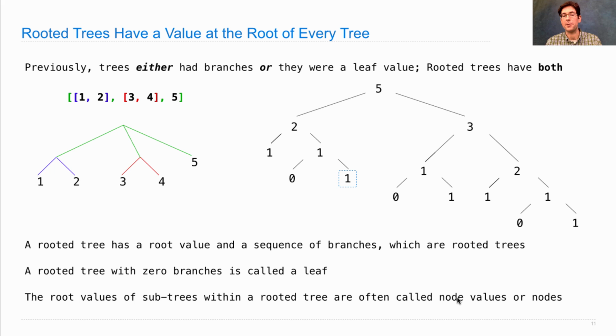And the root values of subtrees usually have lots of other names. So within a rooted tree, you can have a subtree that looks like this. So this is a branch of the whole tree. And it has a root value 3. And that's often called a node value or a node. So there's lots of different terminology for trees because they're so fundamental to computing. So the next thing we'll do is develop a data abstraction for the rooted tree.